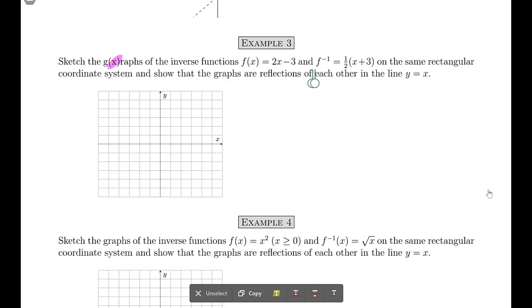So we're looking at example 3. Sketch the graphs of the inverse functions f of x equals 2x minus 3 and 1/2 x plus 3 on the same rectangular coordinate system, and show that the graphs are reflections of each other. So for the first graph, I'm going to do this one in blue, so that's f of x. We know that the y-intercept is negative 3 and the slope is positive 2 because it's a linear equation.